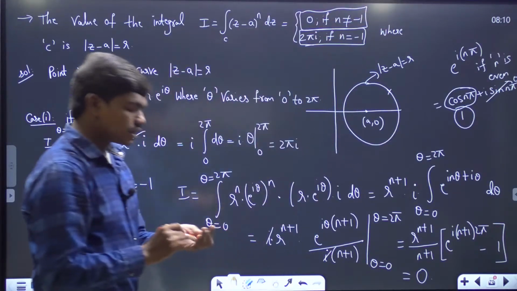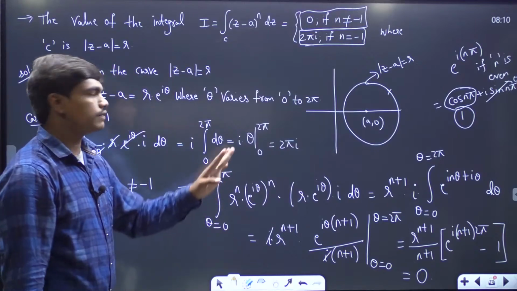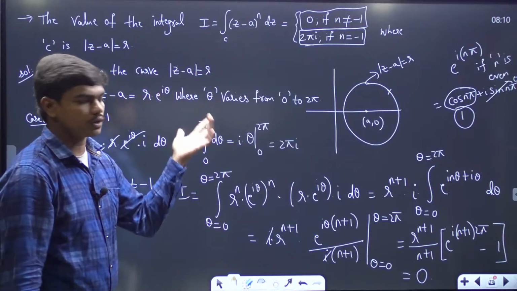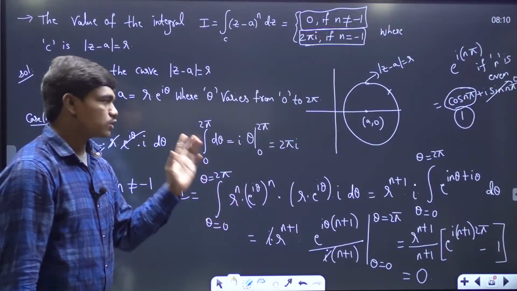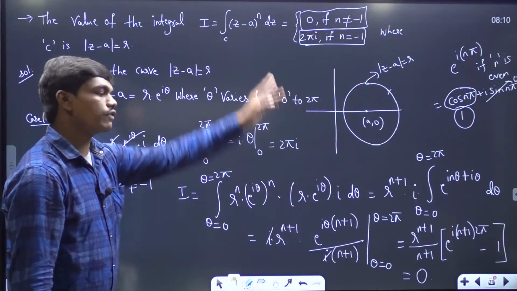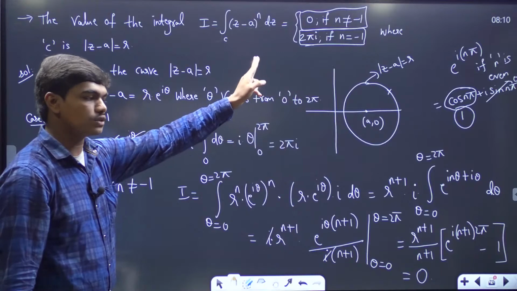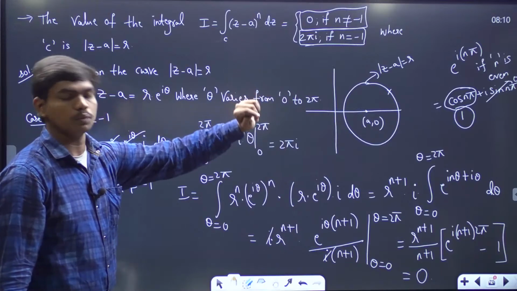In the GATE examination, many times they put different values for n, and these are arbitrary, so they can put whatever they want and ask these questions. But this is the generalized result. If n is not equal to -1, then the answer is 0. And if n is equal to -1, the answer is 2 pi i.